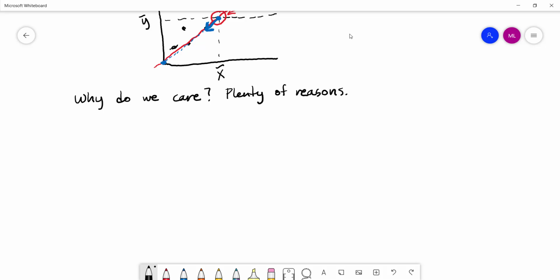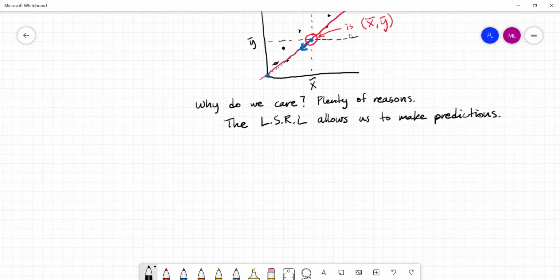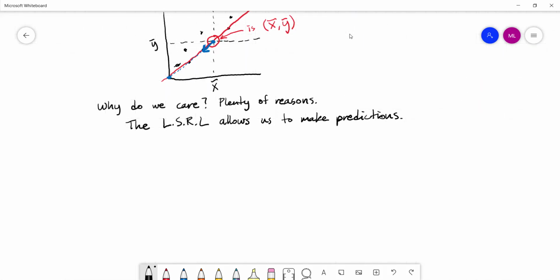The whole point of the least squares regression line, so the main idea is that the least squares regression line, which again I'll abbreviate, allows us to make predictions. And this is an incredibly important thing. So super underline this point. This is the whole reason we're doing any of this. It allows us to make predictions.